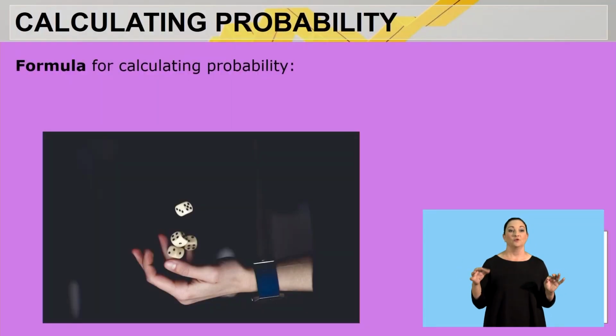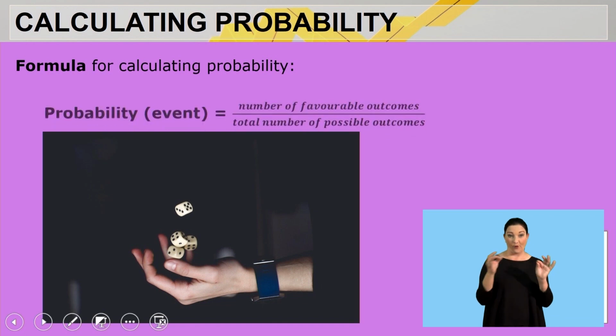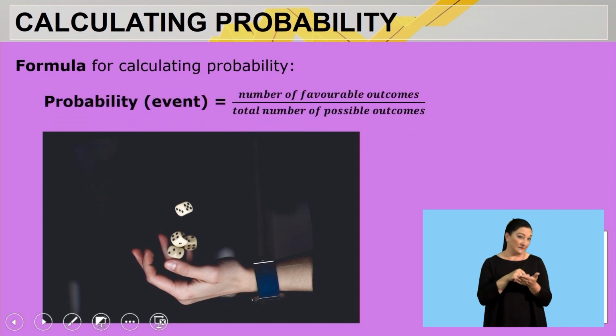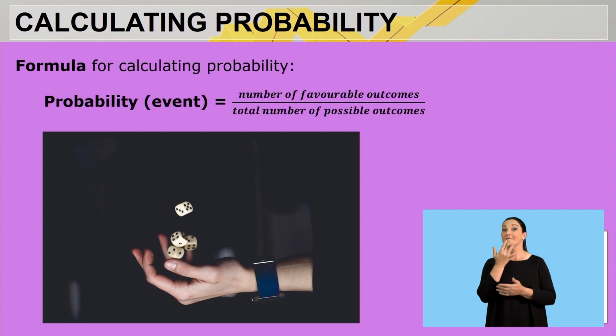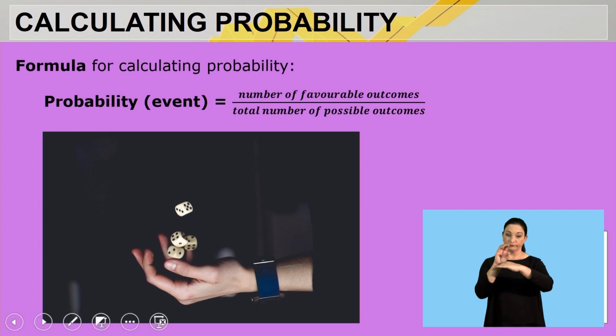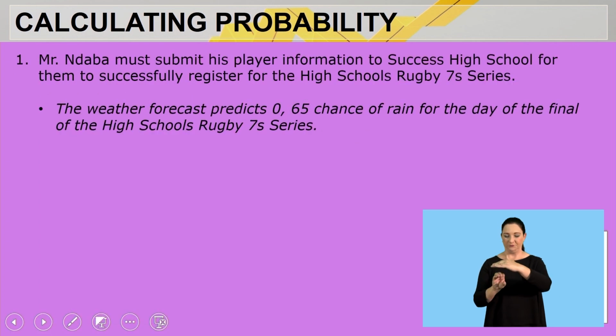Okay, we will now look at calculating probability. What is important when we calculate probability? Obviously, we will need the formula. The formula for calculating probability is the number of favorable outcomes divided by the total number of possible outcomes. So, favorable outcomes divided by total number of possible outcomes. Let's quickly get straight into this.